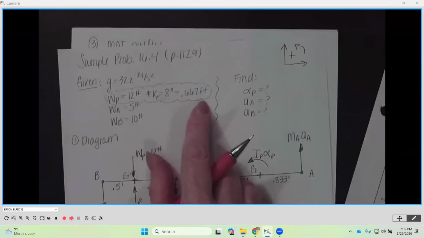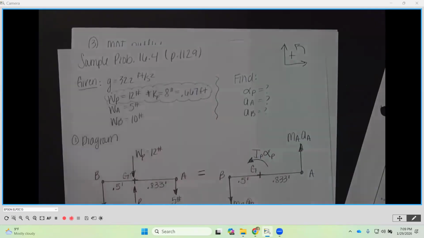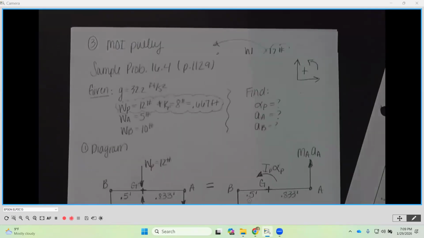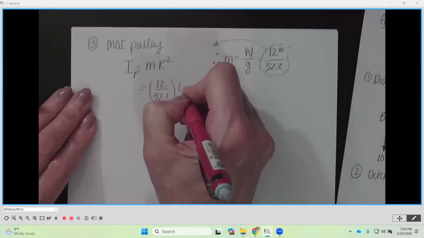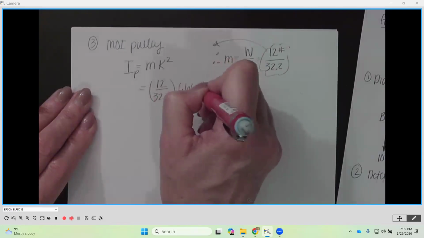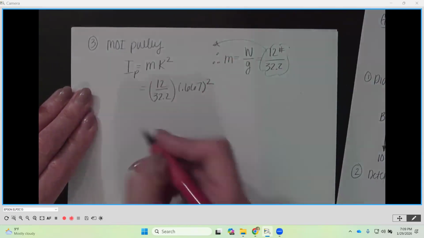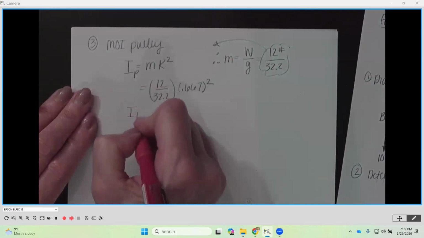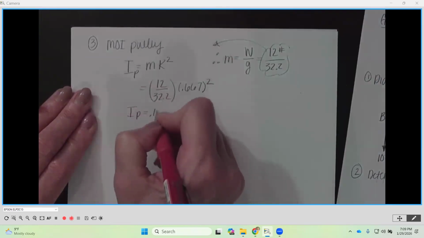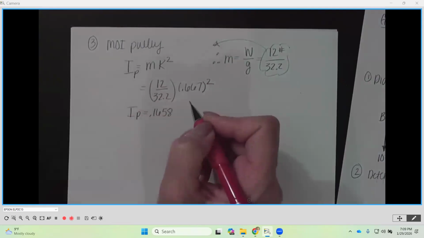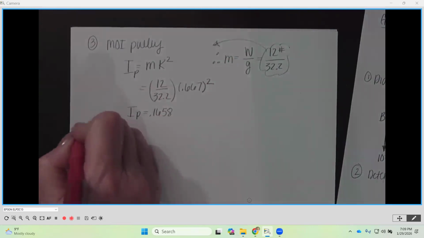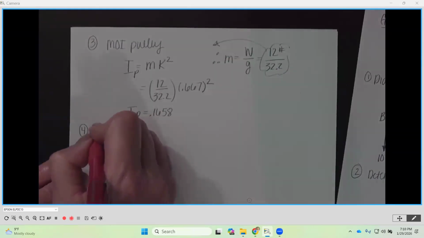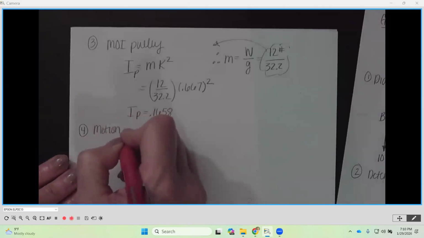We can't use that. We have to have it in feet because we need all of our units to be consistent. So it's going to be 0.667 feet. And we have to square that value. Okay, don't forget to square it. So our rotational moment of inertia of that pulley is going to be 0.1658. Okay. This will be the value that we use in our very next step, which is going to be step number 4. And this is going to be our motion equation.